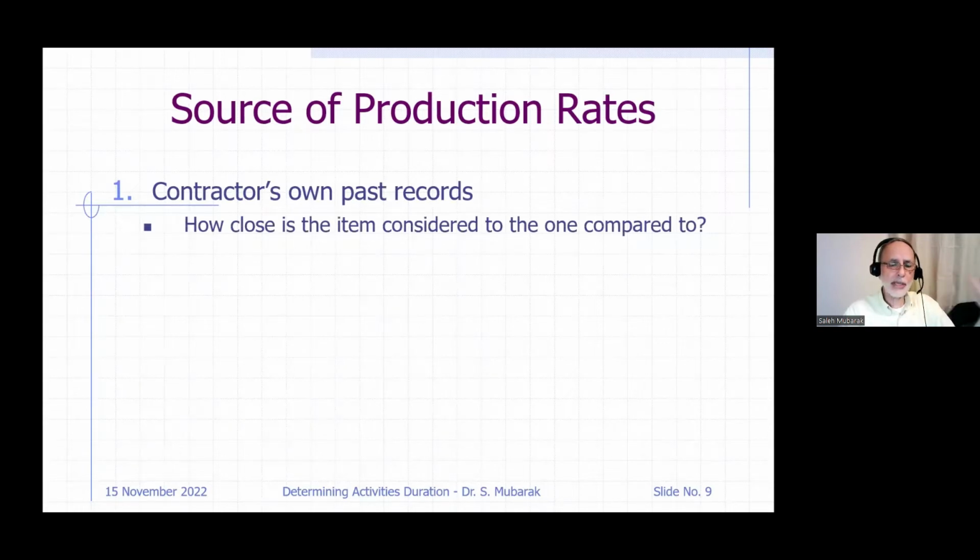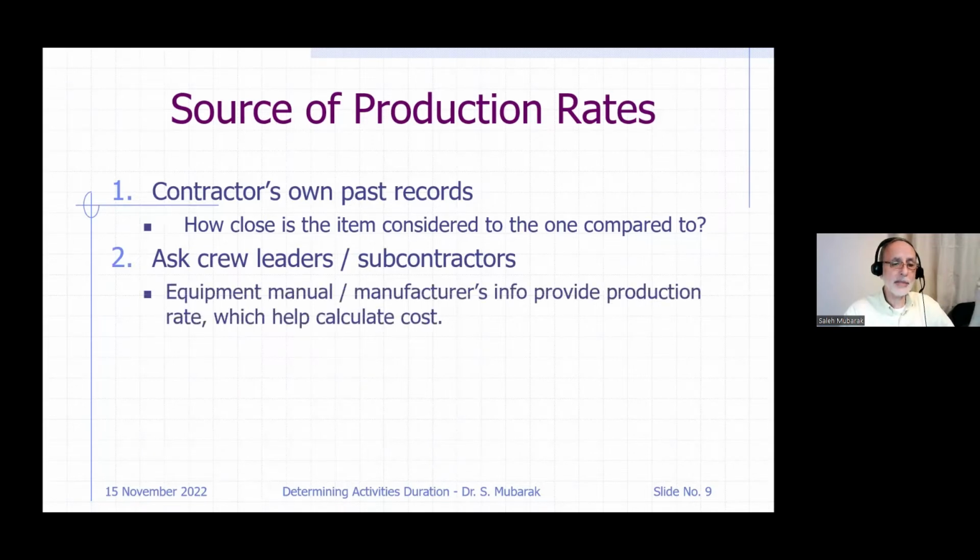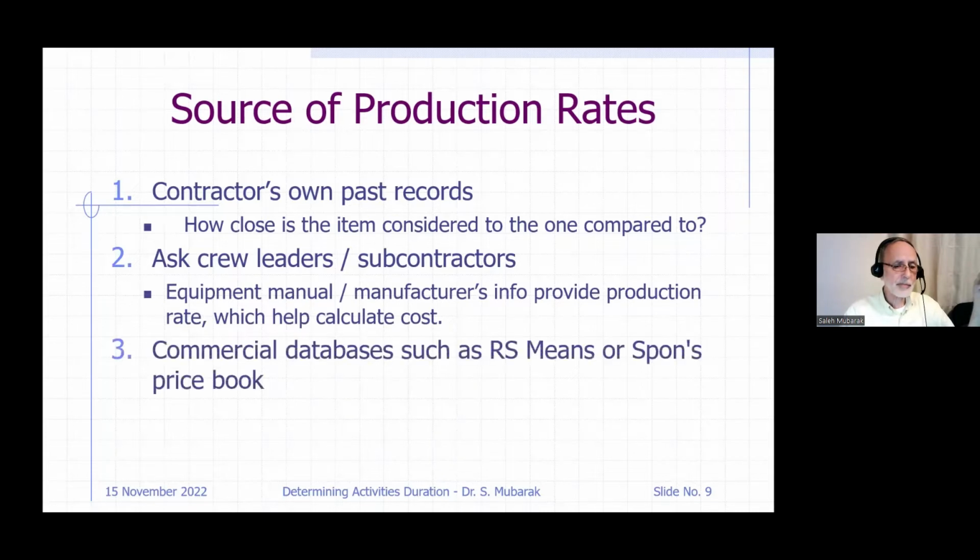And then when you compare it to another item, you have to make adjustments because it may not match exactly. If the item matches, it may not match in the weather, in the type of labor, and so on, which could be different. We'll go through these factors now. Sometimes you ask a crew leader or subcontractors, or you look at equipment manual, the manufacturer's information. Sometimes you take it from a commercial database, like I mentioned. In the US, we use RS Means, and in Europe, they use SPON's.